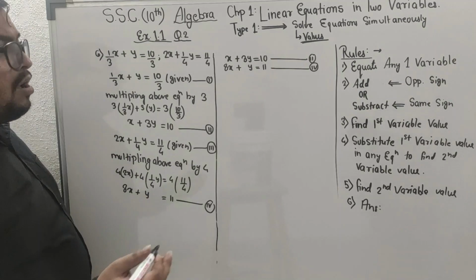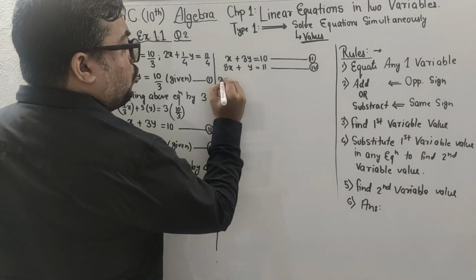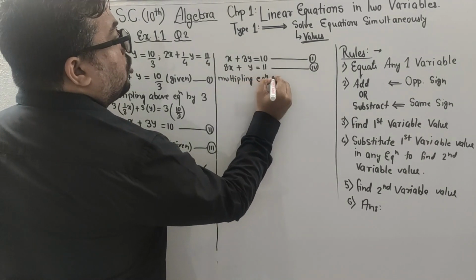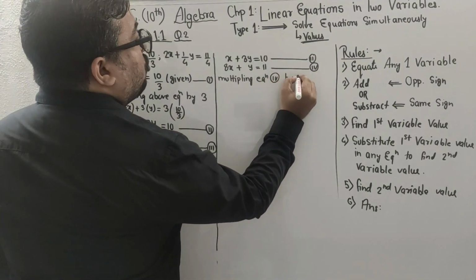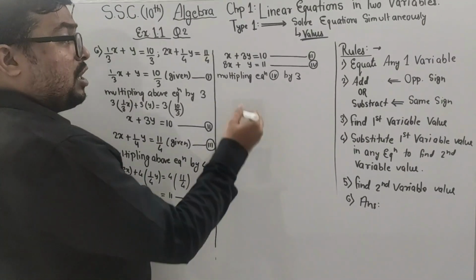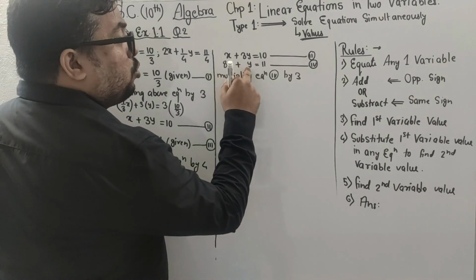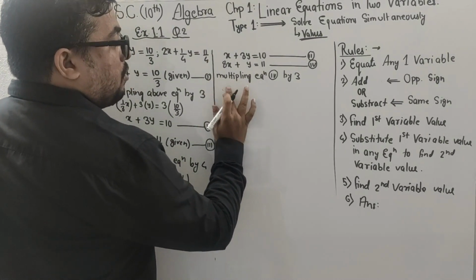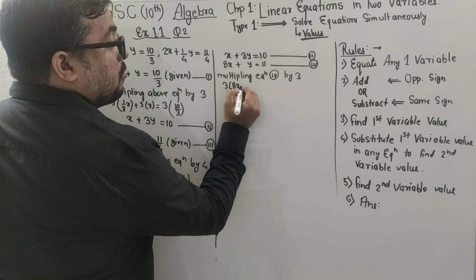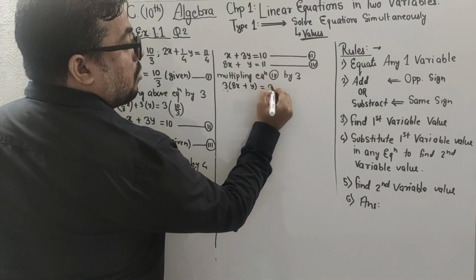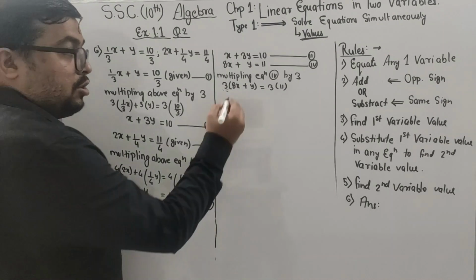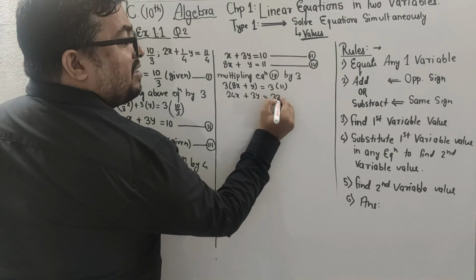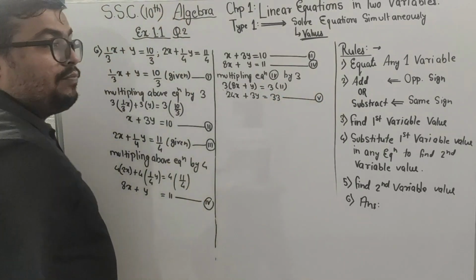Now this becomes very easy. Multiply equation 4 by 3. We have to equate now. So for equating, I multiply equation 4 by 3. It will become 3 8s are 24x plus 3 into y, 3y, 3 11s are 33, equation number 5.